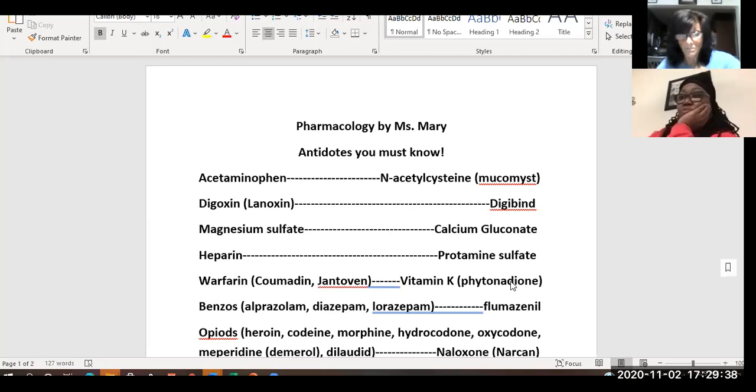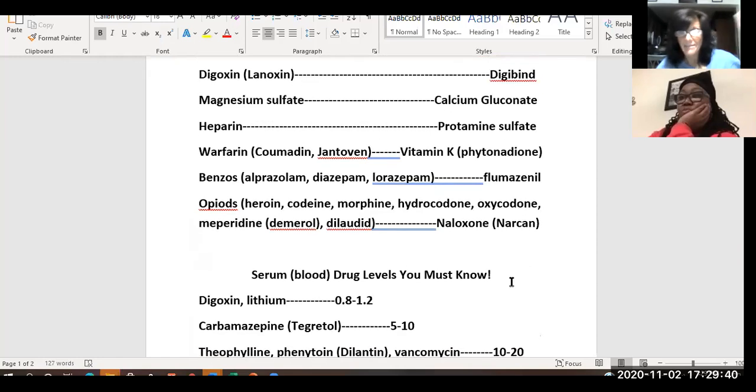For the benzos, alprazolam, diazepam, lorazepam, if you overdose on them, flumazenil is the antidote. Opioids, and I actually tried to list all the opioids here so that you are familiar at least with the names of them. Heroin, codeine, morphine, hydrocodone, oxycodone, meperidine, which is Demerol, Dilaudid. The antidote for them is naloxone, which is Narcan. Those are the must-know antidotes. You will get asked about them.